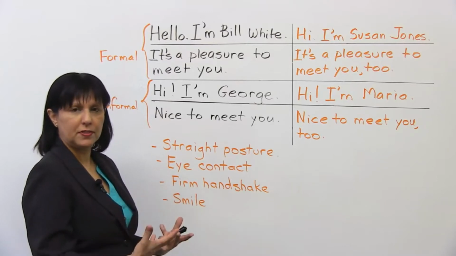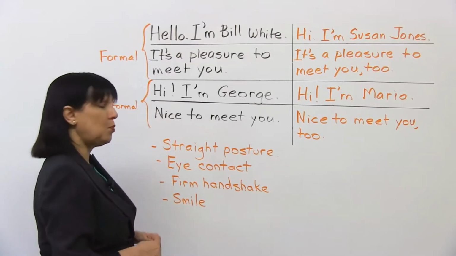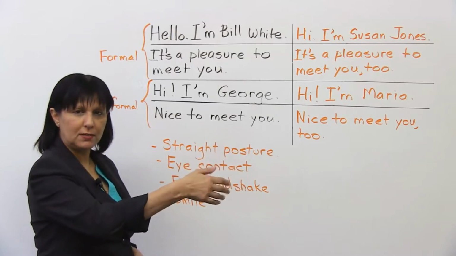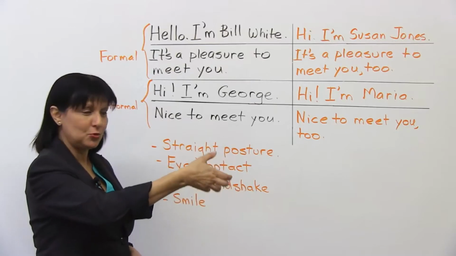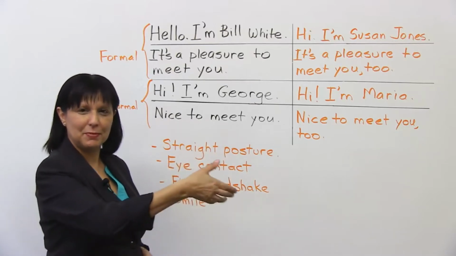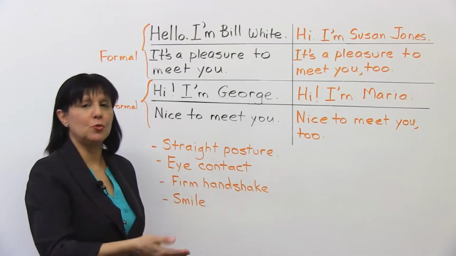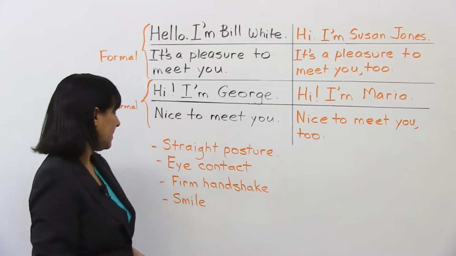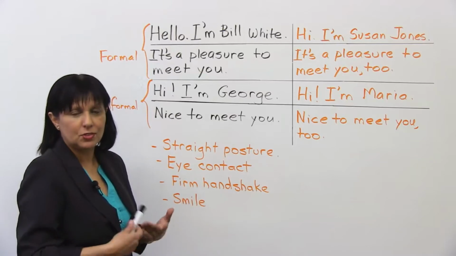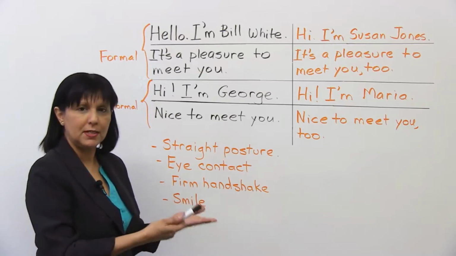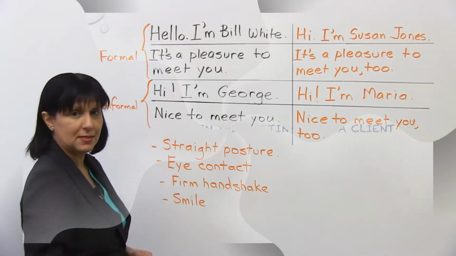It shows confidence. And you want to give a firm handshake. Don't keep your hand really weak. Keep it firm, not hard. Don't squeeze the other person's hand, but make a firm handshake. And this is true whether you're a man or a woman. And usually we smile because it shows that you're a friendly person and you're happy to meet the other person, even in a business situation.